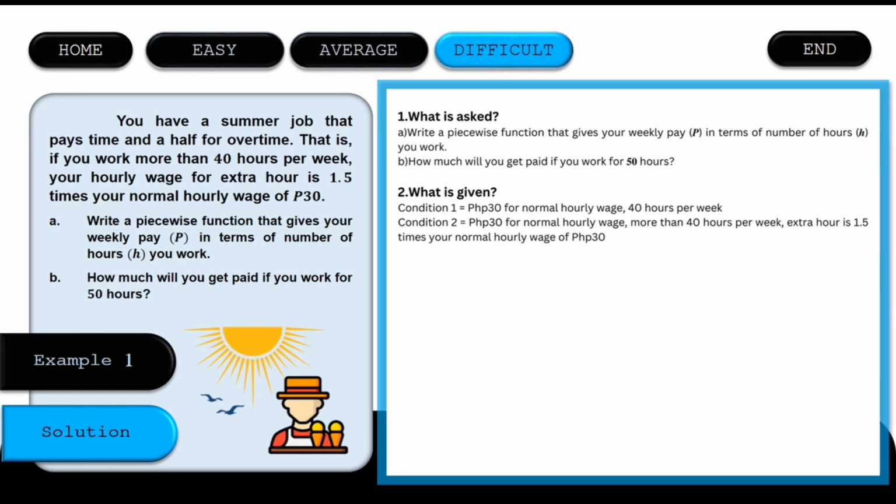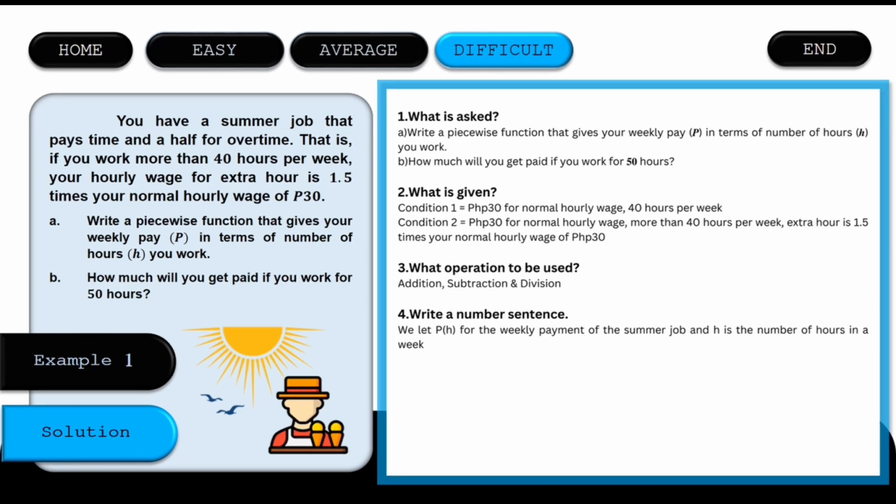Next, what is given? Our first condition, considering that the summer job pays 30 pesos for normal hourly wage if you work 40 hours per week. Second condition is 30 pesos for normal hourly wage if you work more than 40 hours per week. Extra hour is 1.5 times your normal hourly wage of 30 pesos. Ang ating mathematical operation na ating gagamitin is addition, subtraction, and division. And to write our number sentence, ating i-represent ito bilang P of H. That is the weekly payment of the summer job, and H is the number of hours in a week.